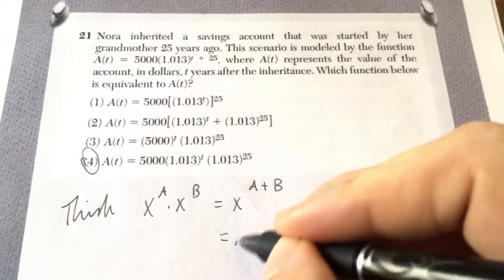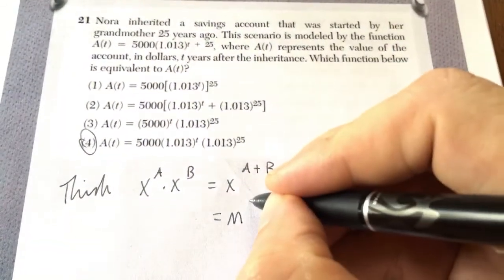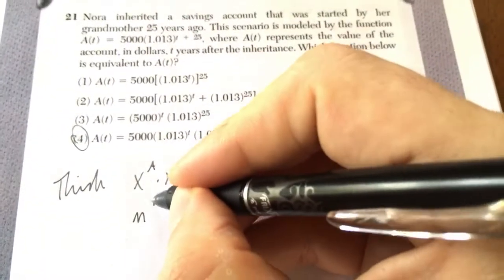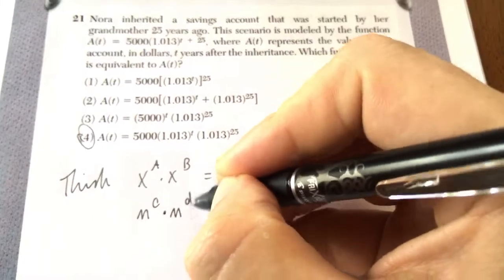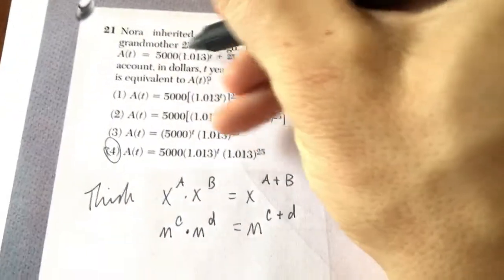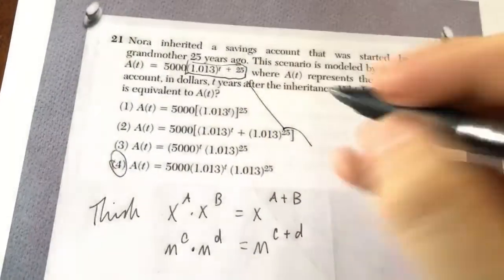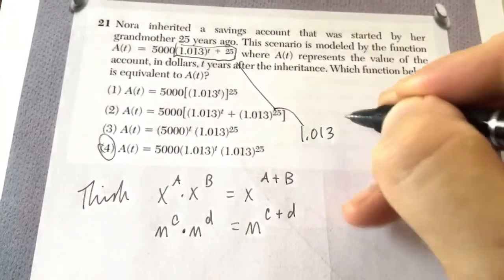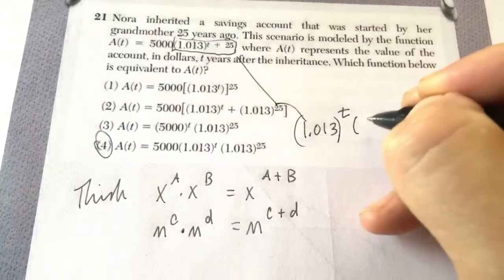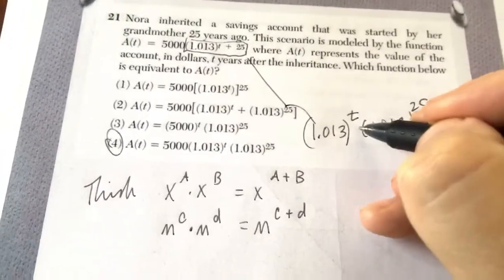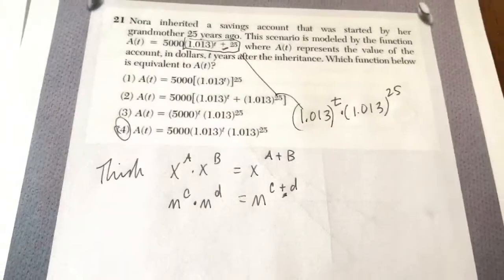Well, what if I gave you m to the c plus d, and you had to go backwards? You would say m to the c times m to the d. So this is basically what's happening right here. I have 1.013 to the t times 1.013 to the 25. Why did I separate it like that? Because there's a plus sign, much like I have right here.